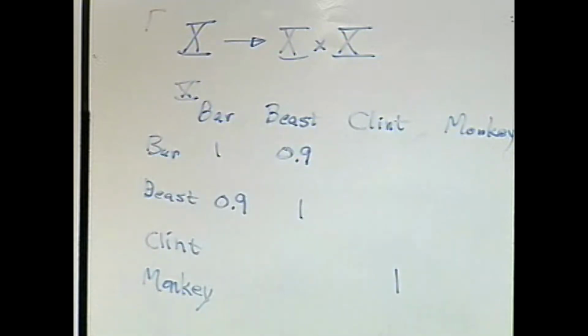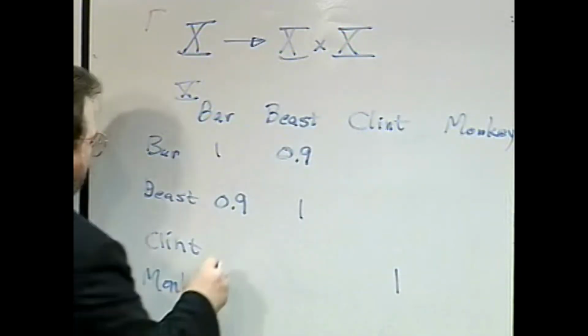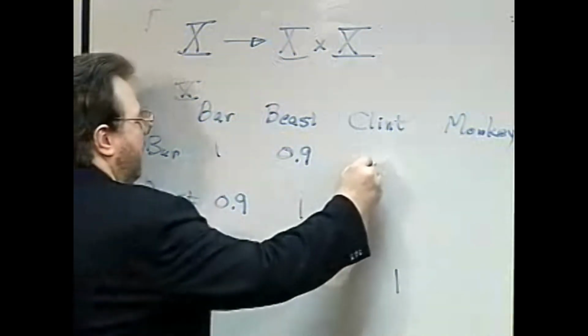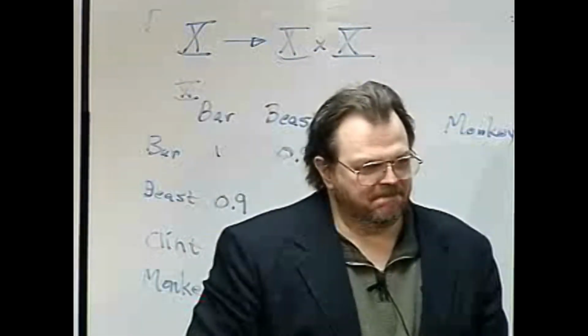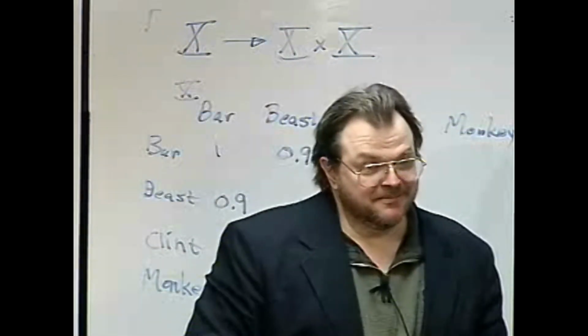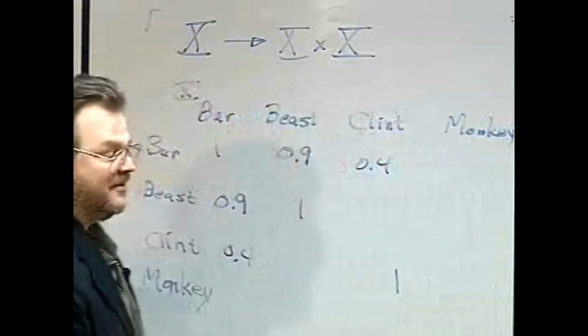Barbara to Clint. What do you think? Really? I would put 0.3. Okay, what do you want to put? I don't want to bias, 4. Okay, we have 4. And then Barbara to the monkey. 0.6? What do you think? Yeah, about 0.6.